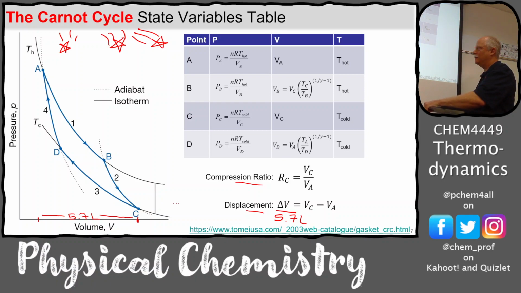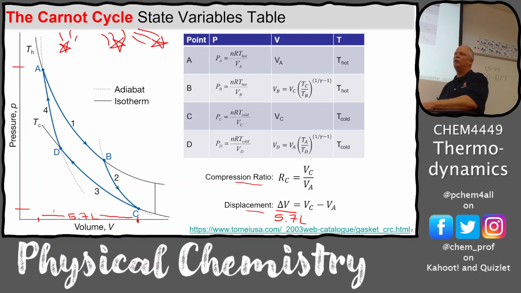Okay, where's my pen? It would be over here. It would be this pressure to this pressure. And that's going to be related to this volume and this volume. So you measure that ratio of pressure 1 over pressure 2, that's going to be proportional to this VC over VA. And so look, we've got 2 equations and we've got 2 unknowns.